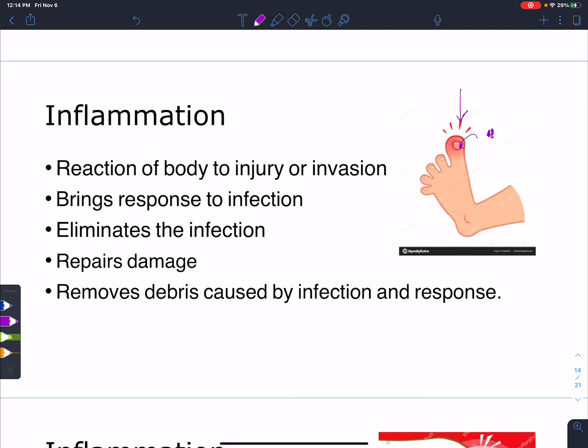It brings a response to that infection. What do we need to fight that infection? We need our white blood cells. Then we need to eliminate it. All of our white blood cells showed up.